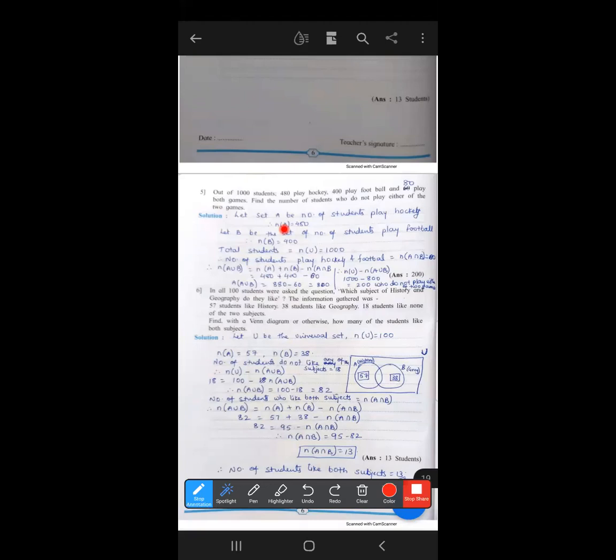So this point you need to be very careful about when you read the question. Out of 1000 students means this 1000 is the universal set and not A union B, because we have taken set A as the number of students who play hockey and set B as the number of students who play football. So this is the difference. If you were confused between the universal set and the union, I think now the confusion is cleared.